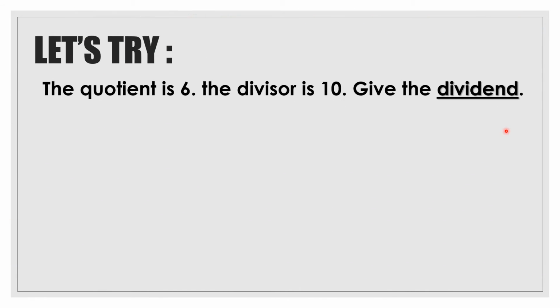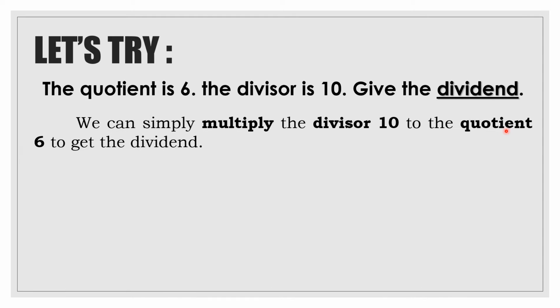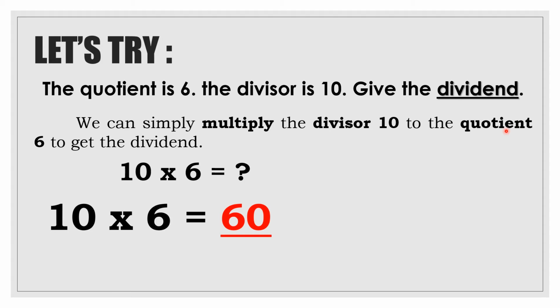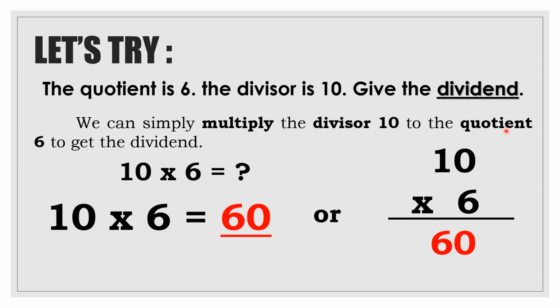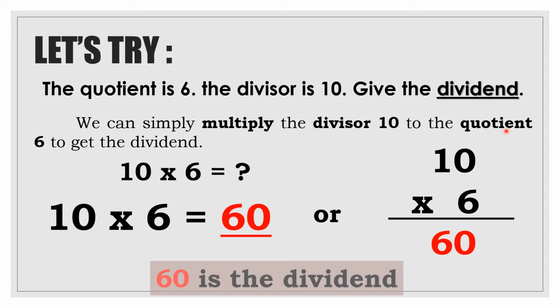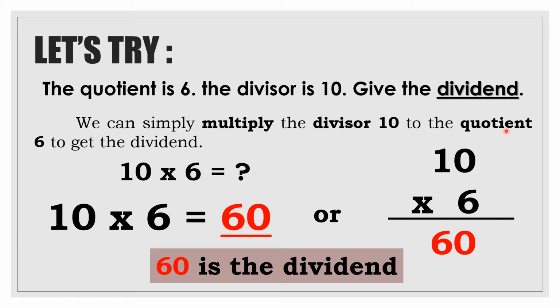The quotient is 6 and the divisor is 10. So you have to give the dividend. We can simply multiply the divisor to the quotient 6 to get the dividend. So 10 times 6 is equal to 60. This is the short method, and you can also use the long method. 10 times 6 is also 60. So the answer 60 is the dividend.